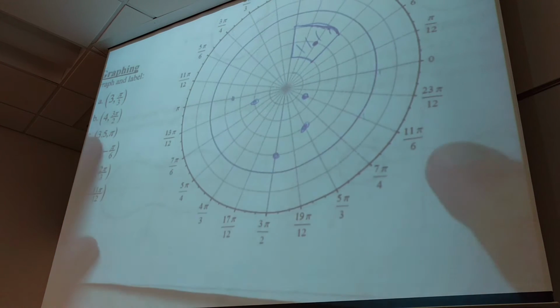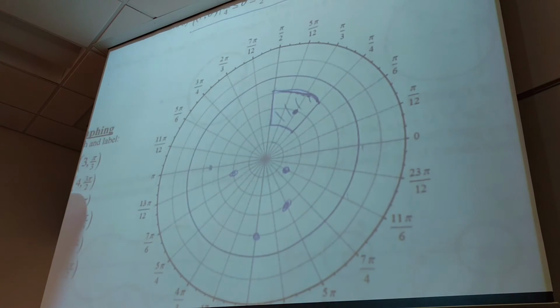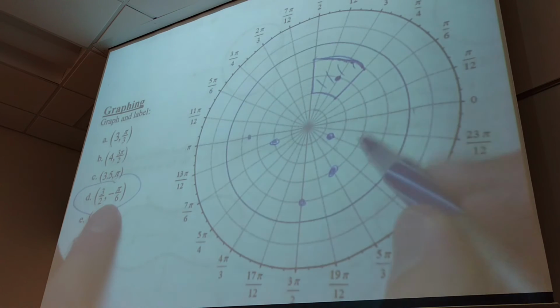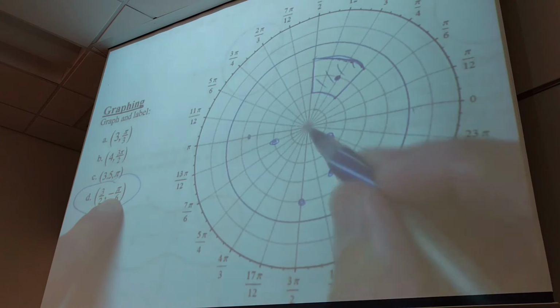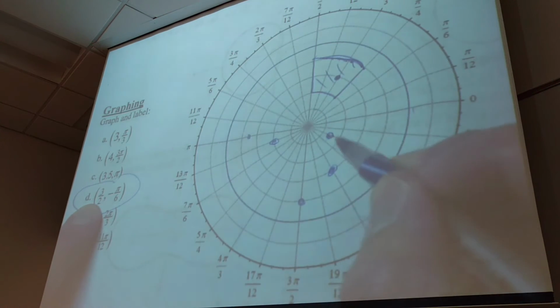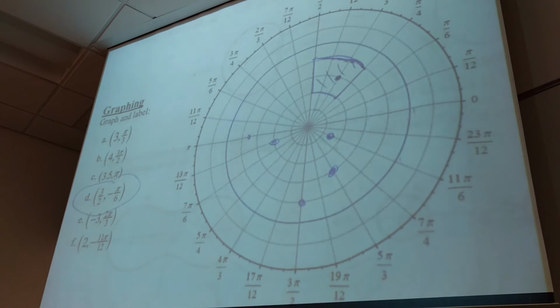Oh, D, this one. So, negative pi over 6 is going back pi over 6, right? So I'm looking here, and then I go in that direction 1.5. So if R is positive, you're going to go in the direction you're facing. If R is negative, you're going to go the exact opposite direction from where you're facing. Sweet. Hopefully this is familiar. This comes back to you.